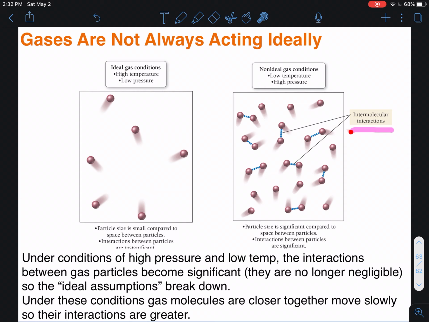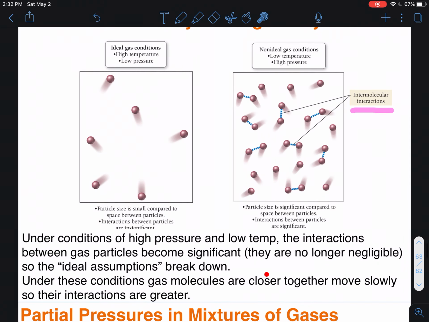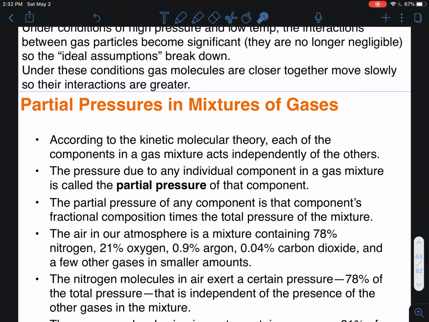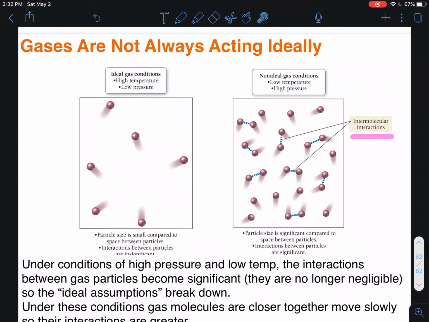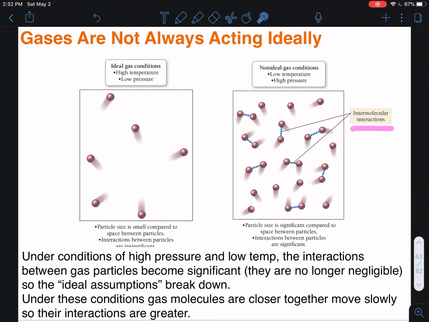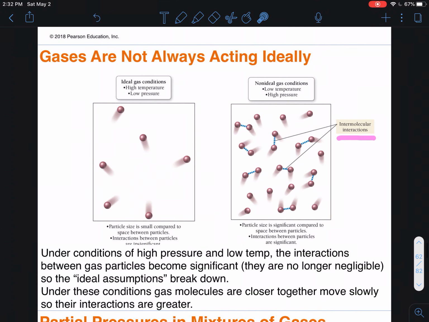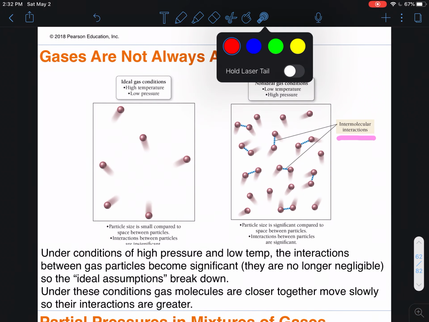And when we take these intermolecular interactions into account, then temperature might not always increase with increasing pressure, and volume might not decrease when we increase pressure, and all that stuff. It's not so cut and dry. That's all we're going to really say about gases not behaving ideally.